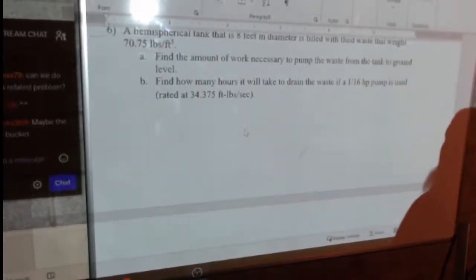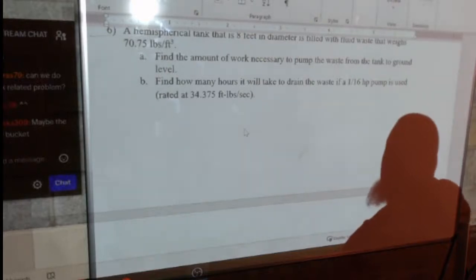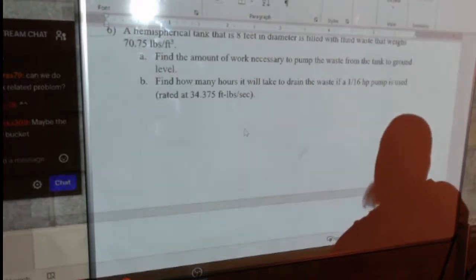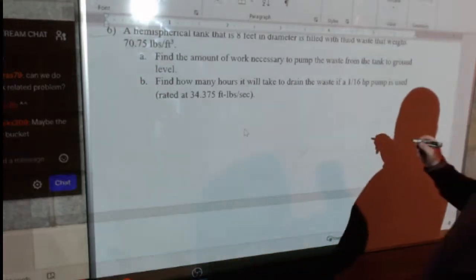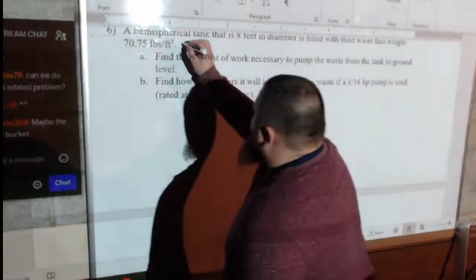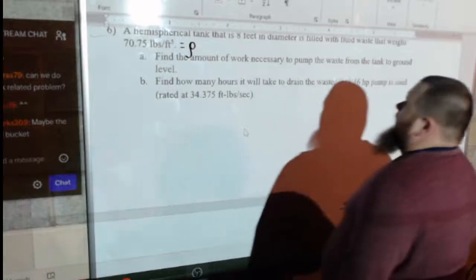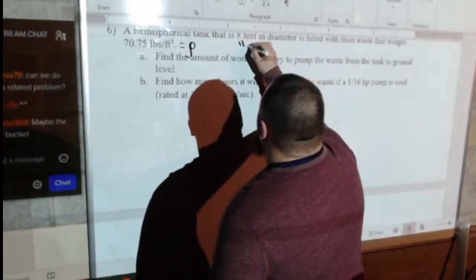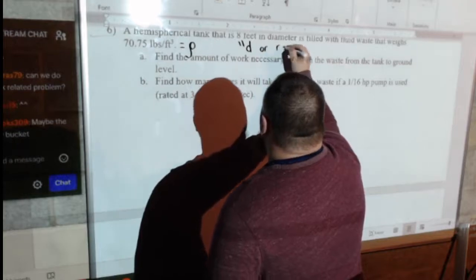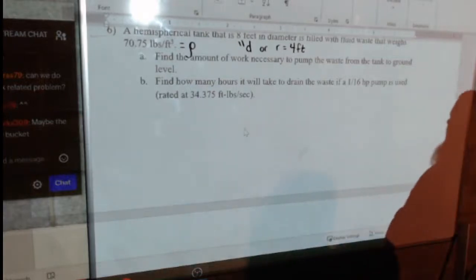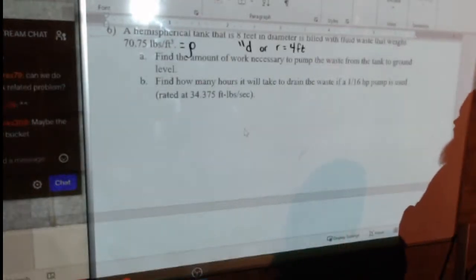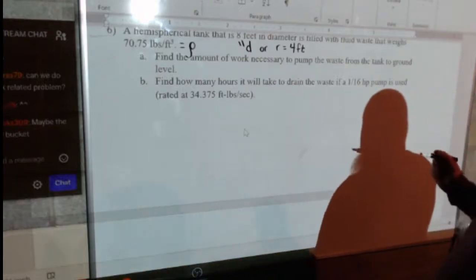Hemispherical tank that is 8 feet in diameter is filled with fluid waste that weighs 70.75 pounds. So this is rho, and 8 feet is my diameter, or my radius is then 4 feet. Find the amount of work necessary to pump the waste from the tank to ground level. We're assuming that the tank is currently at ground level, because it doesn't state otherwise.